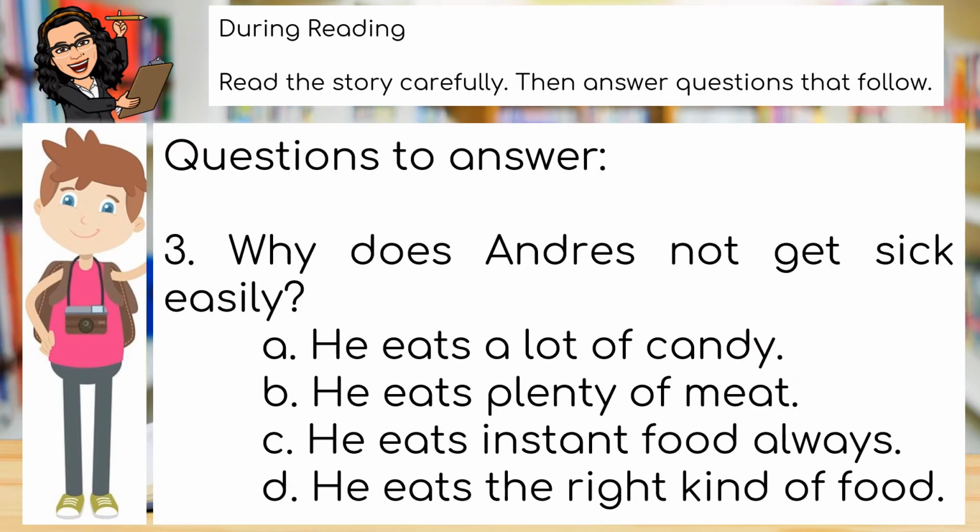Number 3. Why does Andres not get sick easily? A. He eats a lot of candy. B. He eats plenty of meat. C. He eats instant food always. D. He eats the right kind of food. What do you think is the correct answer? D. He eats the right kind of food.